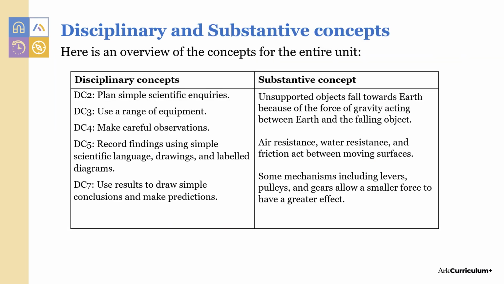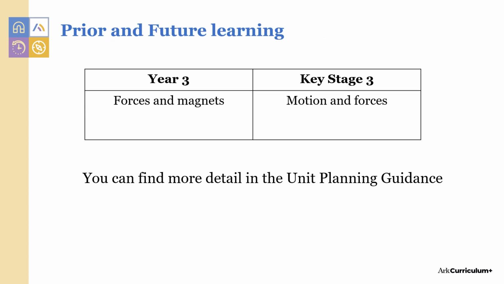Here's an overview of the disciplinary and substantive concepts for this unit. You can pause the video and read through them here, but you can also find them in the progression document for this subject and the unit planning guidance. There are many prior and future learning links across the units, but these are the main ones we identified. Year 3, Forces and Magnets, and Key Stage 3, Motion and Forces.